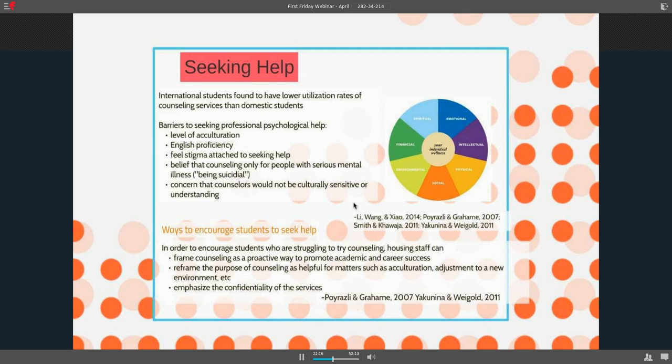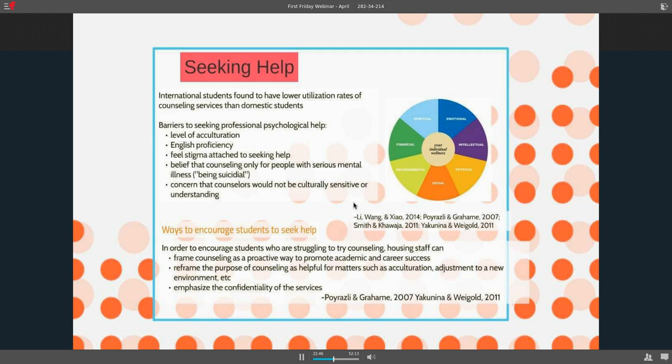English proficiency, like I mentioned, and the idea that there's a stigma attached to seeking help. This is certainly something we see with our domestic students as well, but depending on the family and cultural background, for some international students it may be increased. The belief that counseling is only for people with serious mental illness, and so being suicidal, was something that several students mentioned, and this was found across several studies. As you can see in the citation, there are multiple studies, so it wasn't just something that came up in one group of students. It came up over and over and across several years.